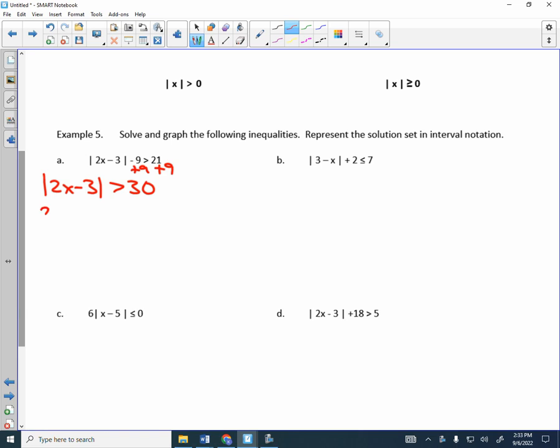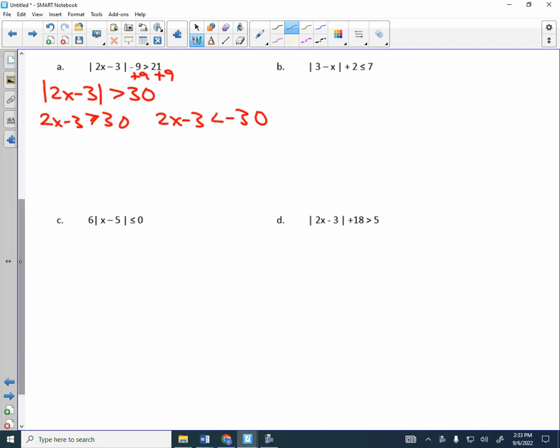So I set up 2. I have 2x minus 3 is greater than 30. What's my other one? Good, good, yep. Now we're just going to be careful. We're going to add that 3. 2x is greater than 33. Divide by 2, x is greater than 16.5. And the next one, I add the 3, I get 2x is less than negative 27. Divide by 2, x is less than negative 13.5.